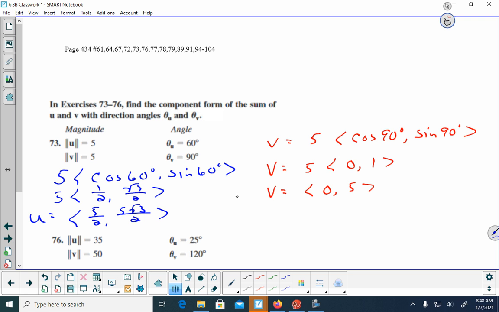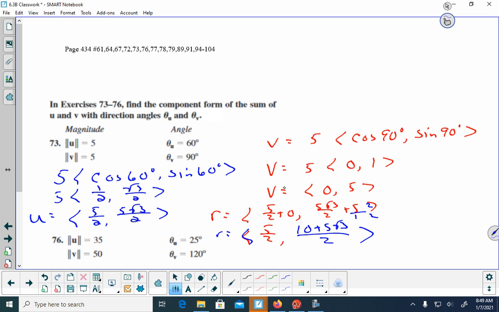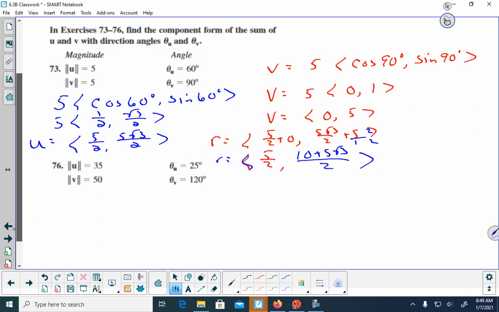So now to find the resultant vector, which I'm just going to call r, is going to equal that 5 halves plus 0, and then 5 times the square root of 3 over 2 plus 5. Well, this first one is 5 halves, that's easy. And then this one, I'm going to maybe put over denominator 2, so I'm going to end up with 10 plus 5 times the square root of 3, all over 2. And that is my resultant vector right there. And that's for number 76.